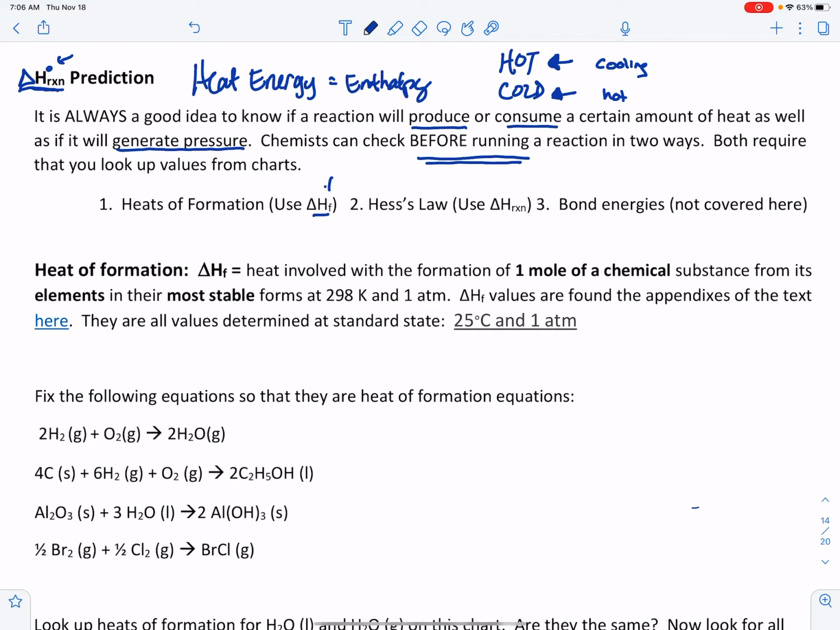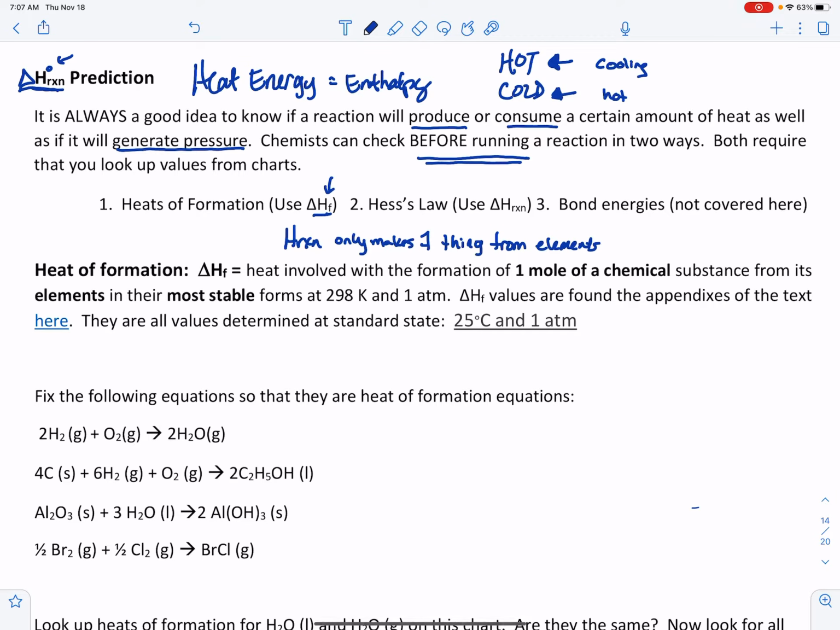So this is one kind. It's HF, which is heat of formation. It is still a type of reaction, but it's a specific reaction that only makes one thing from its elements. So that's one thing. That's what we're going to look at first.